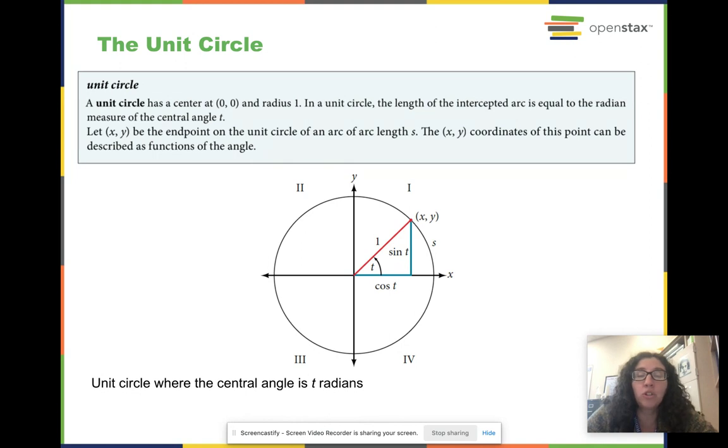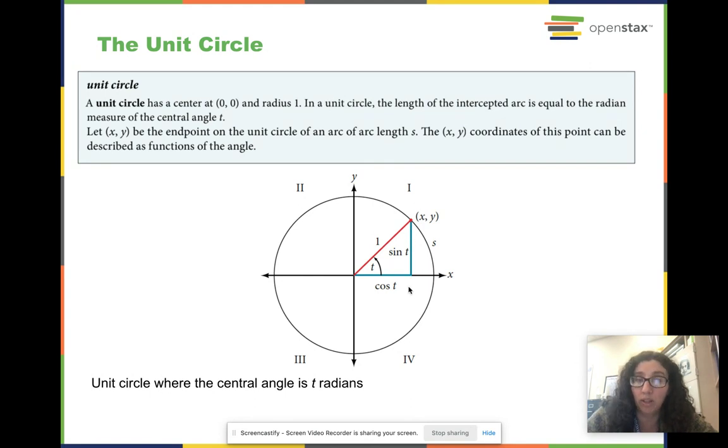So really, the unit circle is just a circle with radius 1. There's nothing really fancy or mysterious about it. And we're going to think about the x, y values of this point where the terminal side of an angle intersects that unit circle. You can see we've got some things labeled here, sine t and cosine t, that we're going to talk about more in the next slide. But let's just think about that.